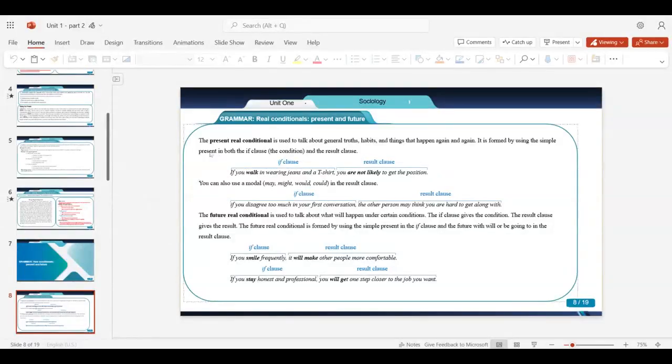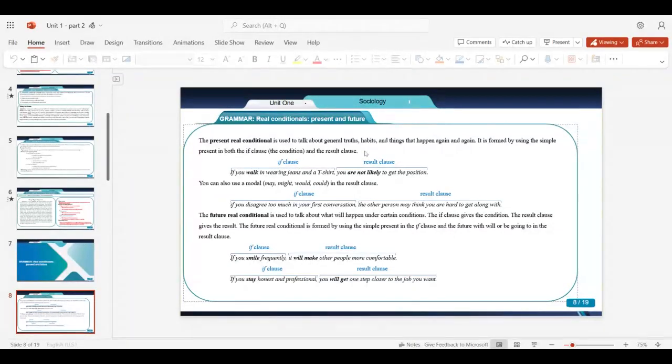In real conditional sentences, we usually use the simple present form of the verb. So here we are going to read further detail about present real conditional. Usually it's used to talk about general truths and things that happen again and again. So it means a routine. It's related to routine.